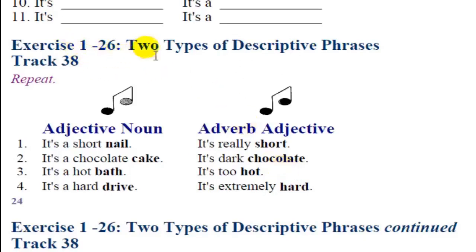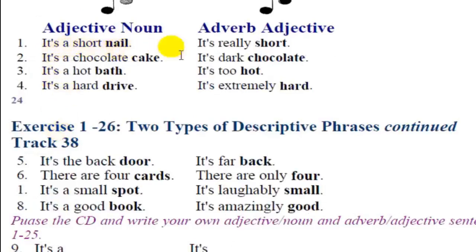Exercise 126. Two types of descriptive phrases. Repeat. 1. It's a short nail. It's really short. 2. It's a chocolate cake. It's dark chocolate. 3. It's a hot bath. It's too hot. 4. It's a hard drive. It's extremely hard. 5. It's the back door. It's far back. 6. There are 4 cards. There are only 4. 7. It's a small spot. It's laughably small. 8. It's a good book. It's amazingly good. Pause the CD and write your own adjective, noun, and adverb sentences, carrying over from exercise 120.